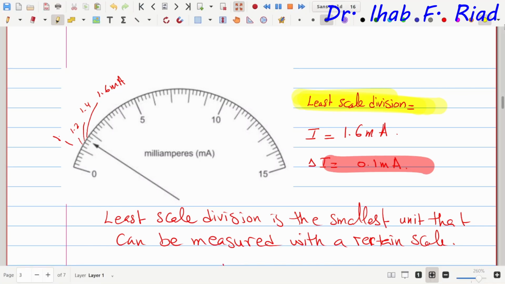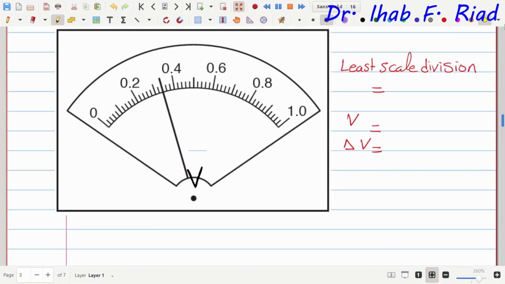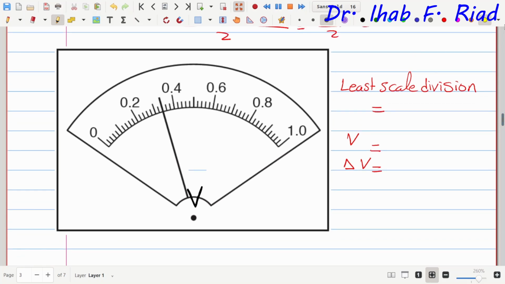Now let us practice on another scale. We have a voltmeter over here. Now we would like to calculate the least scale division. What is the least scale division? We said that it is the smallest value that we can measure accurately using this scale.